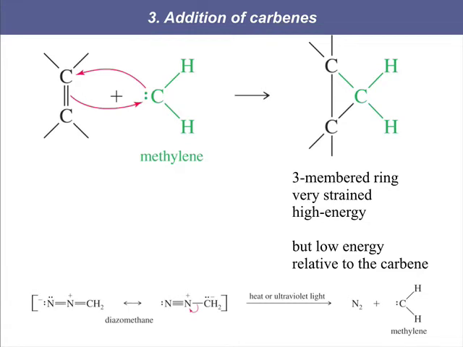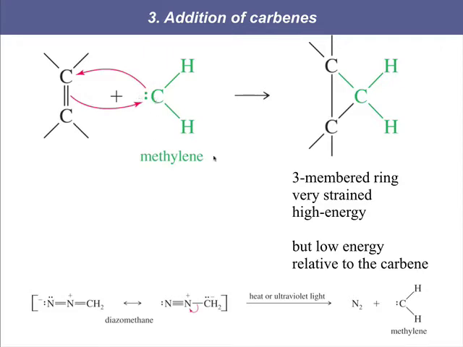Reaction 3, we're moving right along, is addition of carbenes. This molecule here in green is called a carbene. This is a very interesting species of carbon. It's a neutral carbon. Look at the formal charge. It's got 2 bonds and 2 lone electrons, so its formal charge is 0. It's neutral, but it's highly reactive because it does not have an octet. It's only got 6 electrons around it.